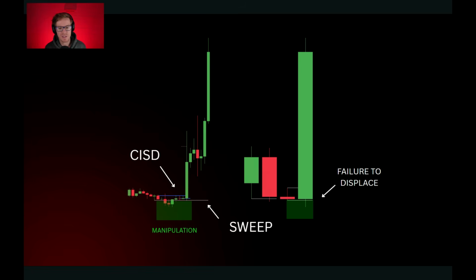Here's another example. You can see we've got a failure to displace on the higher time frame candles, and then if we jump onto the lower time frame, you'll see price sweeps out those lows. Now it's the candle or series of candles that sweep this low. We mark out the high of that level, and that becomes our CISD level. When price breaks above this level, that is precisely where you want to enter your trade.